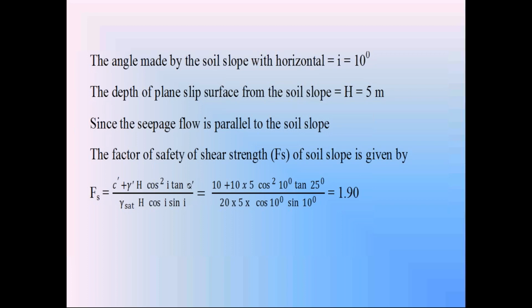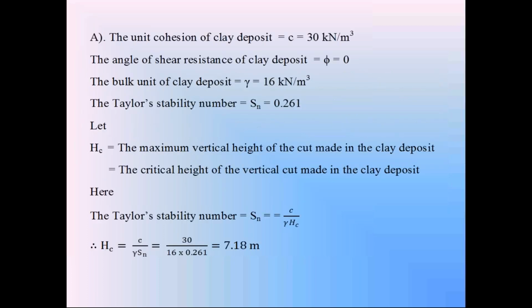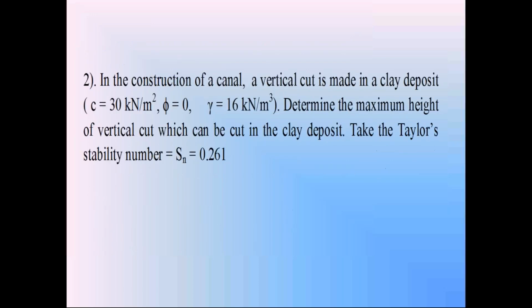This is the first numerical problem. Then coming to the second problem, the second numerical problem, so go through it. In the second problem, there is the construction of a canal, a vertical cut. The sides of the canal are not sloping sides. The sides of the canal are vertical sides.